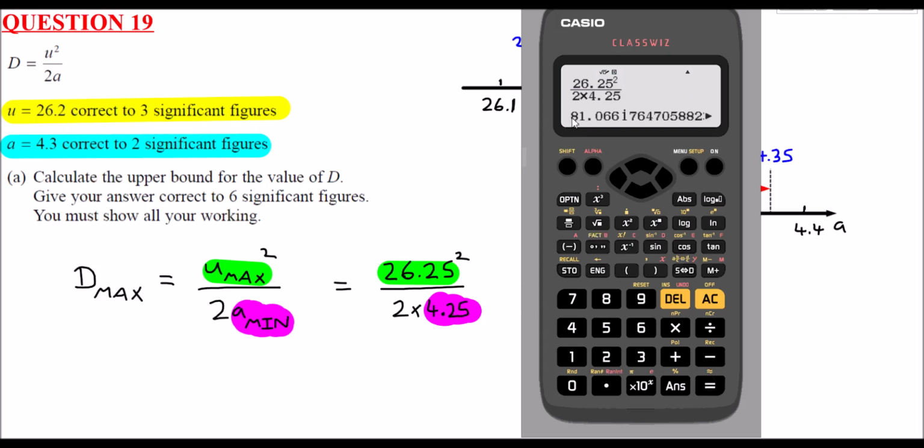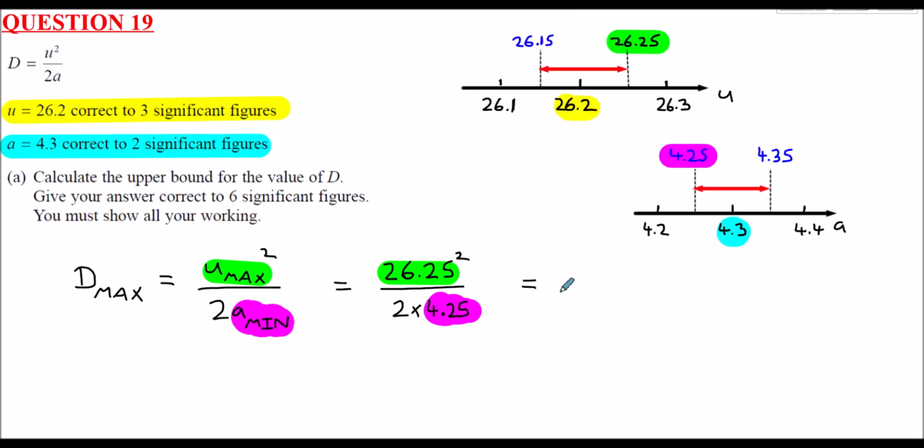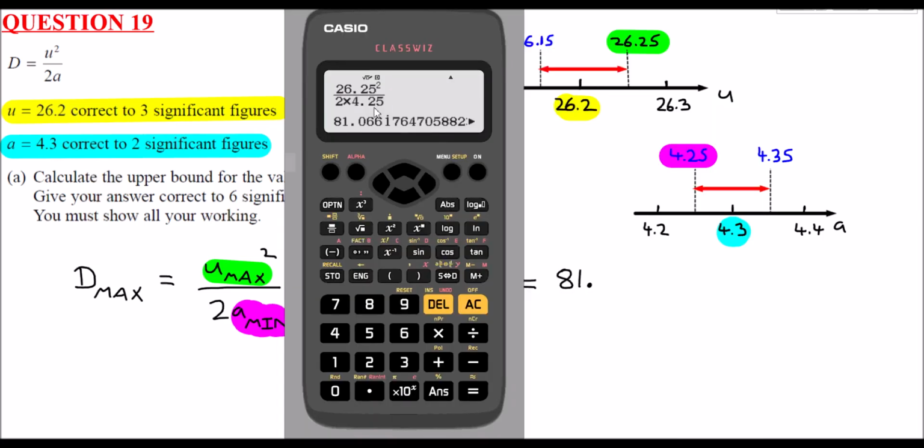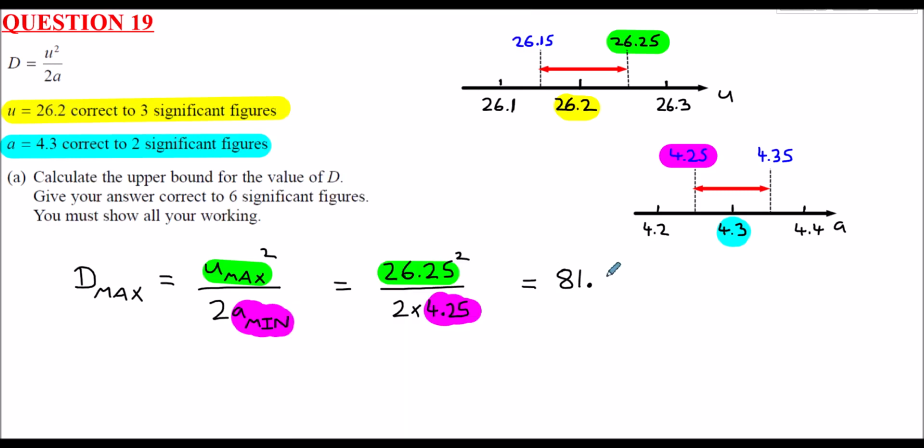So 81 for the first 2 significant figures, so 81. Then the next ones, 0, 6, 6, 1 you might think, but after that 1 is a 7, which forces that to round up to a 2. So 0, 6, 6, 2. So that's our value of D maximum, correct to 6 significant figures.